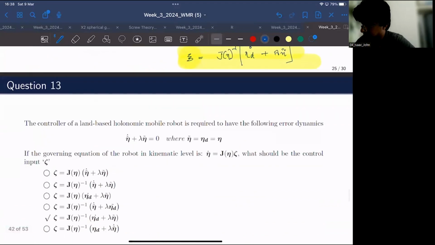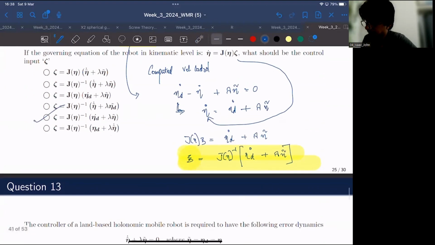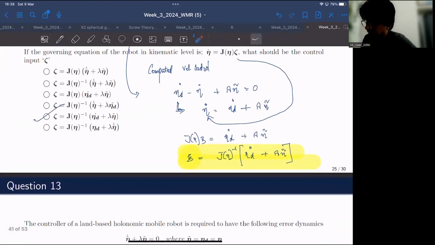Oh, sorry, I think I forgot. I've written this correctly over here. That is J inverse. But in the option, I've selected the wrong one. I think the correct option is this one. An easy mistake to make. I actually didn't pay attention to this inverse, but here it is correctly written. So option E is indeed the correct answer.